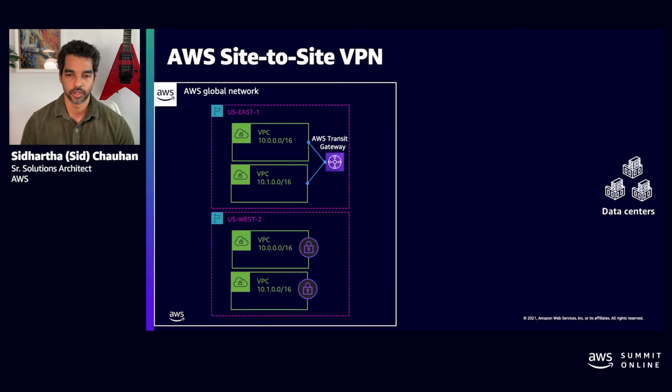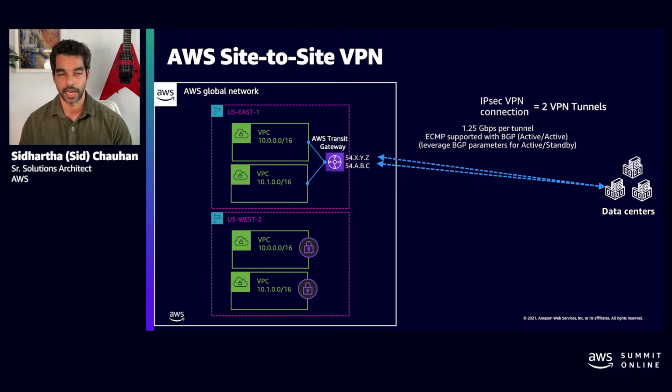So let's look at how this works. So we have data centers on the right. We have an AWS infrastructure on the left. You create a managed VPN connection on the Transit Gateway. When you do that, you get 2 IP addresses. These IP addresses are highly available and redundant and map to different availability zones. You go ahead and create VPN tunnels. One IPsec VPN connection is 2 VPN tunnels, right? So for every time you're creating a VPN connection, we recommend that you create 2 tunnels because that's how you get high availability. You get 1.25 gigabits per second per VPN tunnel.